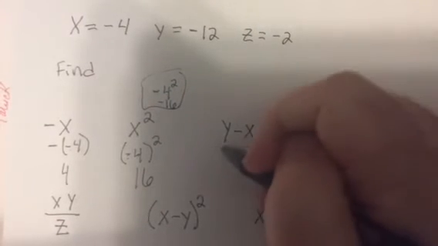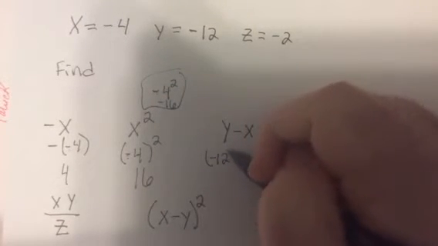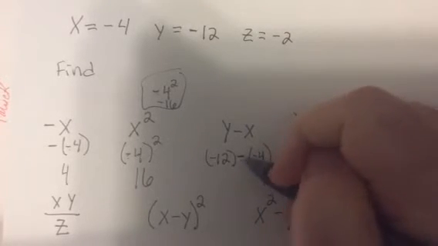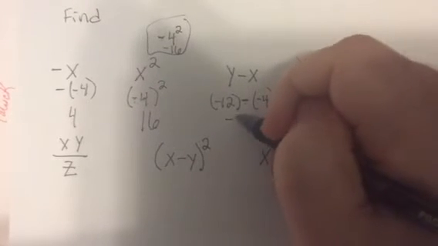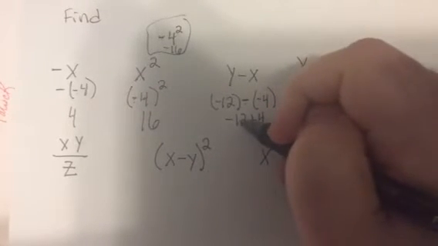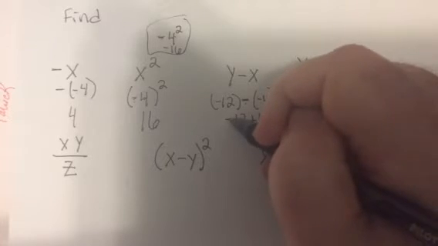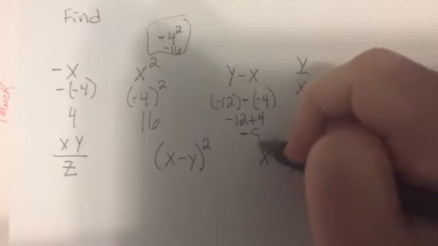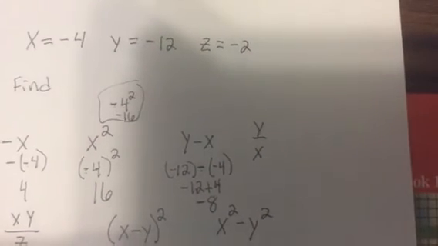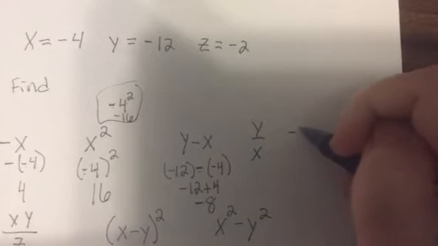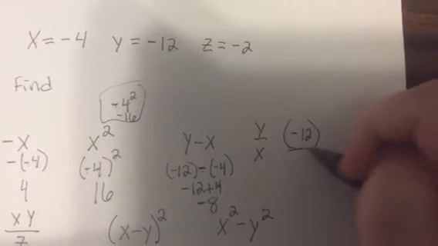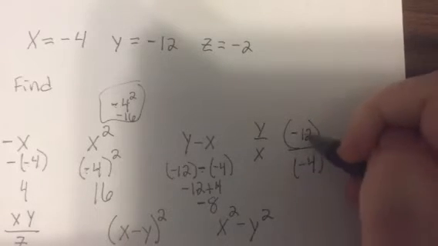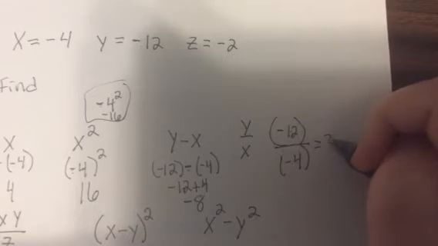Easy to confuse. So this would be minus 12 minus a minus 4. Now minus a minus is plus, so minus 12 plus 4. Now 12 is bigger than 4, and since 12 is negative, the answer has to be negative. And then take 4 away from 12 is 8. Now y divided by x, so we'd have minus 12 divided by minus 4. 2 negatives is positive. 12 divided by 4 is 3.